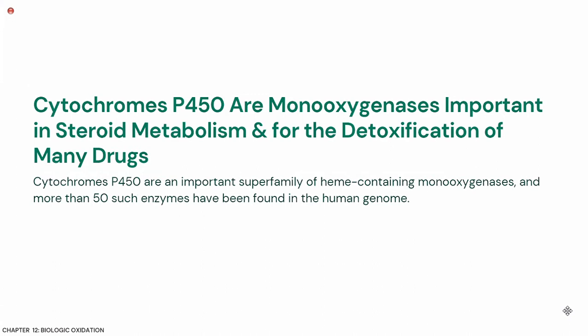Now this cytochrome P450 are monooxygenases. Very important in steroid metabolism and for the detoxification, not only of drugs, legal or illegal, but also foreign compounds or xenobiotics that get into your body. All right. And this is mostly found in the liver because your liver is the seat of detoxification. Anything that is toxic is being detoxified in the liver. So that's a very, very important function of the liver.